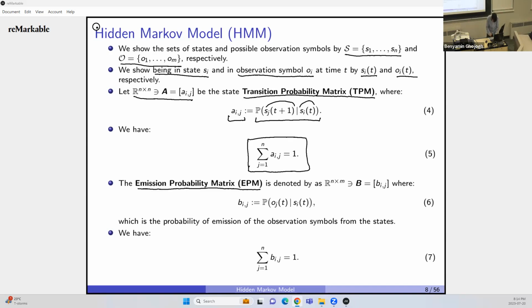Emission probability matrix. We have another matrix, which we denote by B, whose ij-th element is denoted by Bij. It's an n by m matrix, where n is the number of states and m is the number of observations. Bij is defined as the probability of O_j^t given S_i^t. It means the probability that at time t, from state Si, I emit the observation Oj.